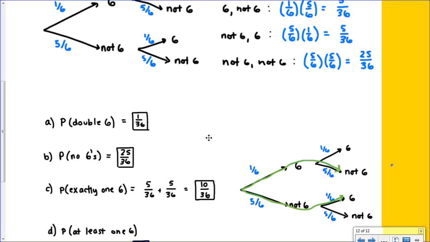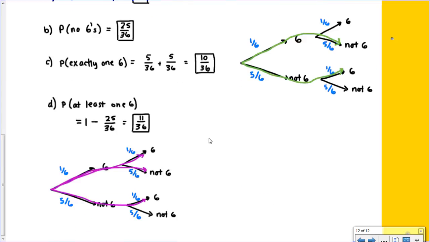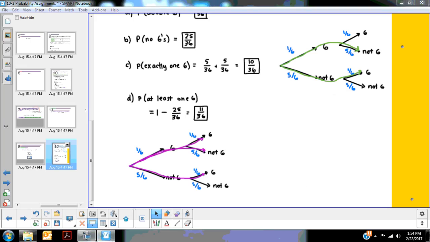And then the final probability question here is talking about the probability of getting at least 1 6. So as you can see on the picture below, that includes all the pathways that are not the bottom one. And so the way I calculated this probability, rather than add those 3 branches together, was to just do 1 minus the not 6 probability. And that's how you get the probability that you'll get at least 1. It's going to be 1 minus the probability of none. And that is all.